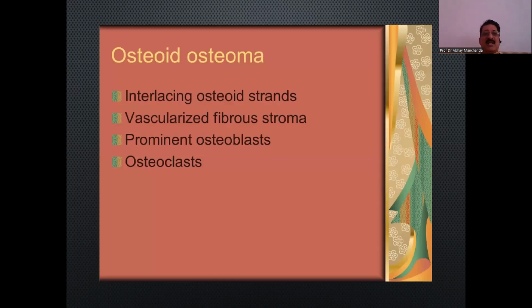The other slide shows interlacing osteoid strands and vascularized fibrous stroma. So it has bone, it has fibrous tissue, but no cartilage. There can be prominent osteoblasts and there can be prominent osteoclasts.